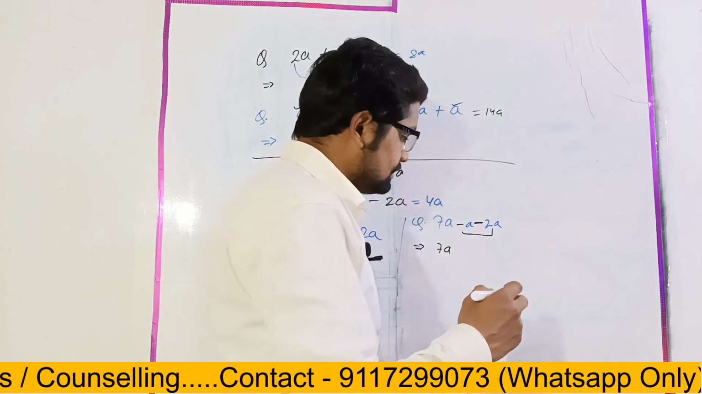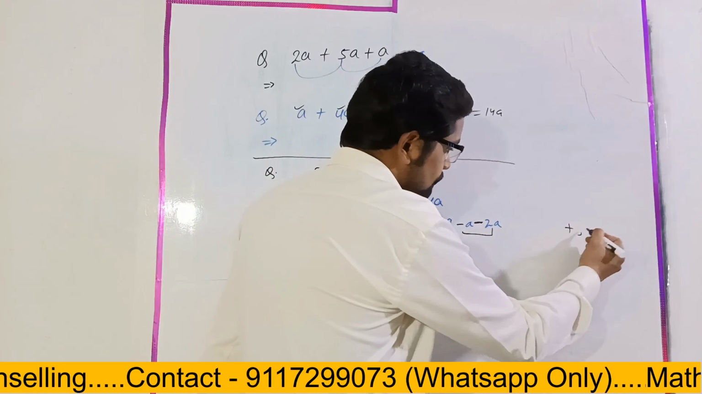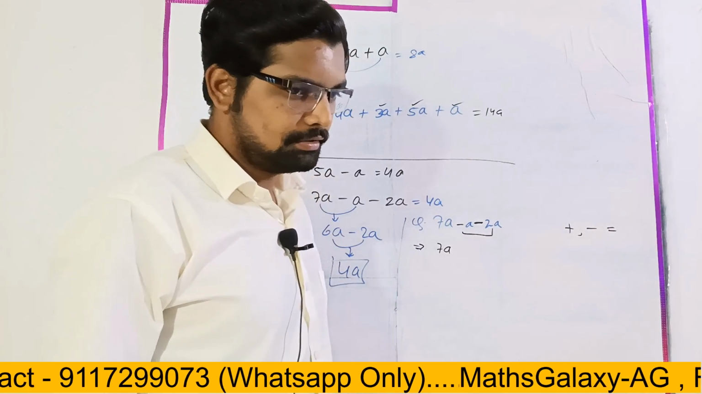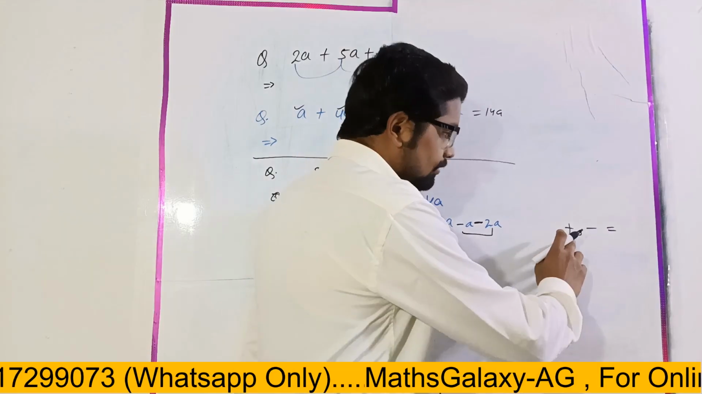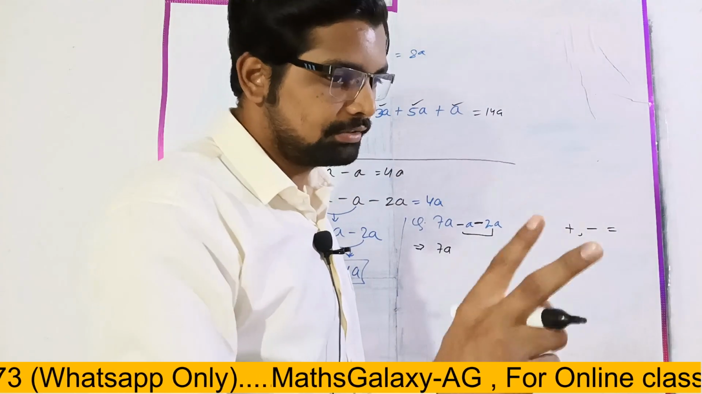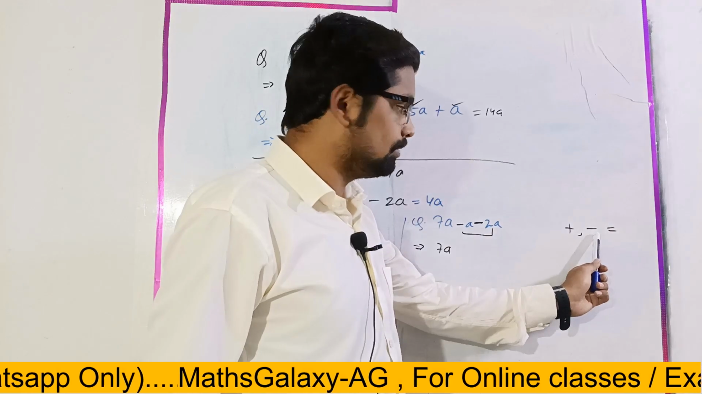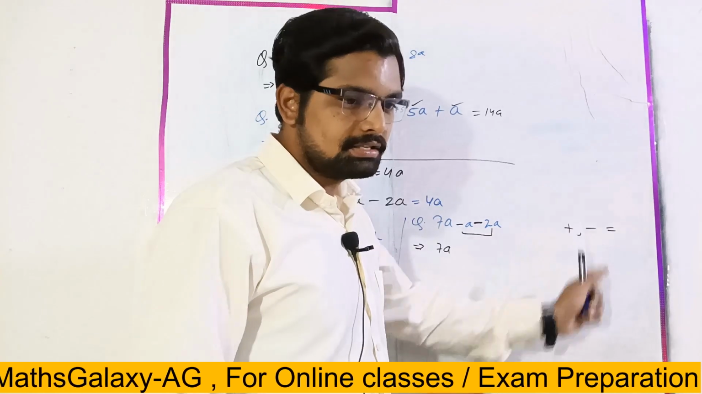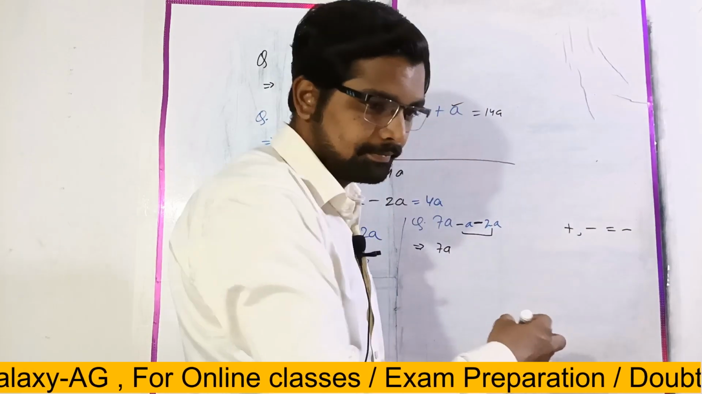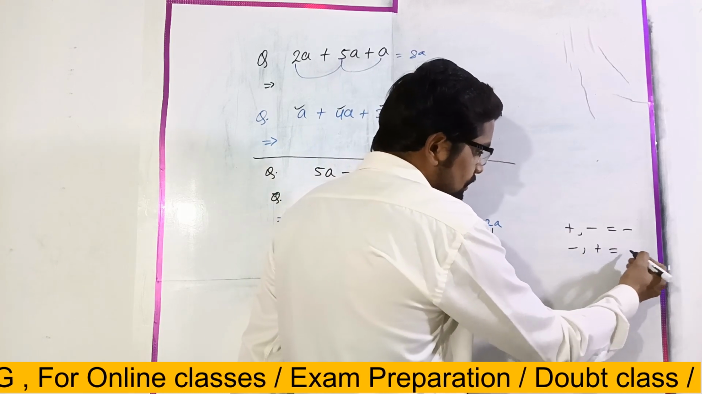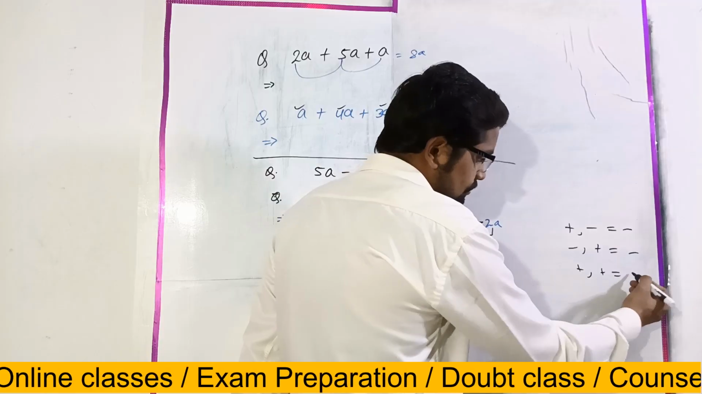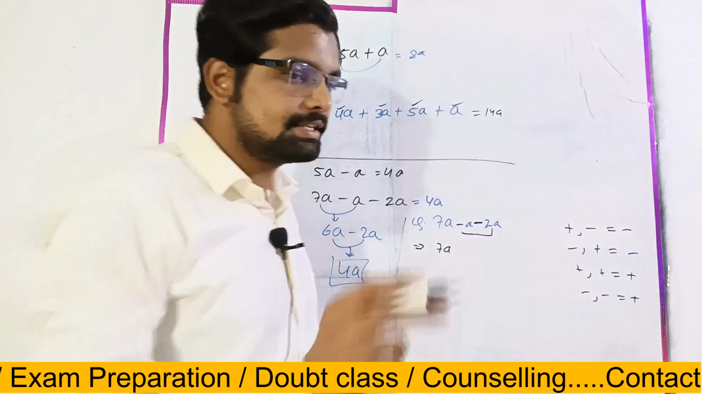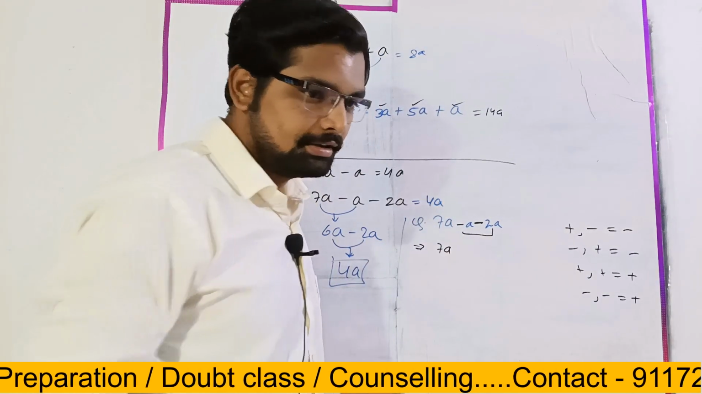Do you know this one? Plus minus, what will it be? Oh, okay, leave it. See here, if there are two terms, or two different numbers, one will have the plus sign and one will have the minus sign, and when we do the operation, plus minus we do minus. Similarly, minus plus will be minus, plus plus will be plus, and minus minus will be plus.